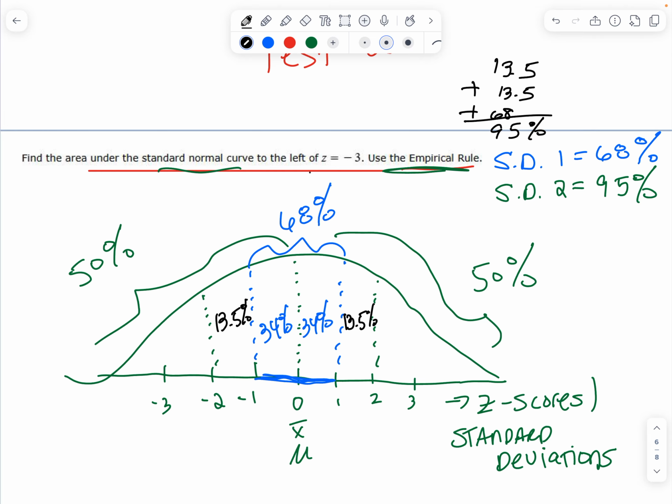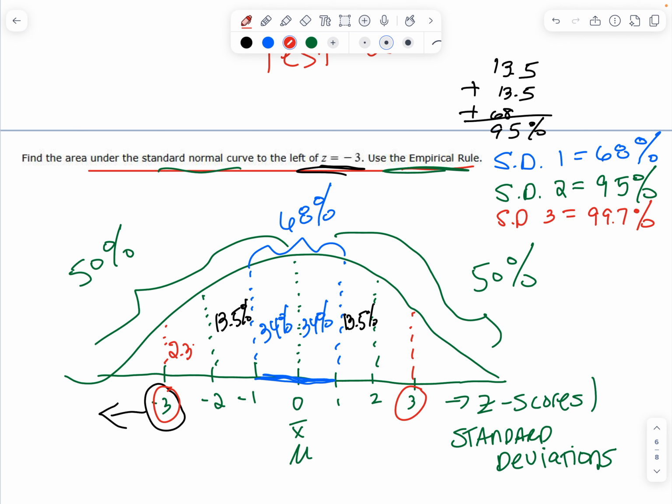Now, this is asking about the left of z equals -3. The left means we're going that way, so we need to continue going out. Let's keep using the empirical rule. 3 standard deviations, here and here, captures about 99.7% of data. That means we have to come out a little further, so we put 2.35% here and 2.35% there.